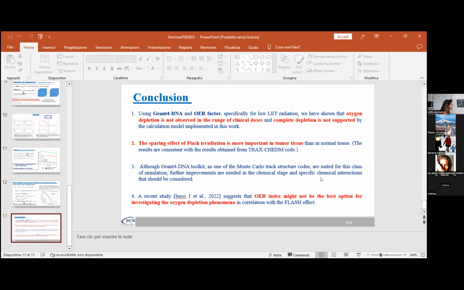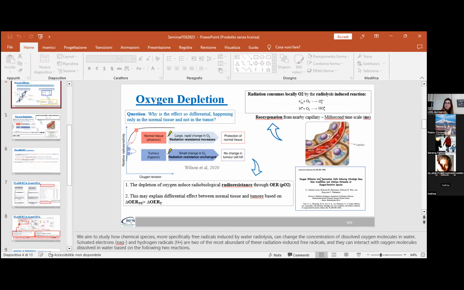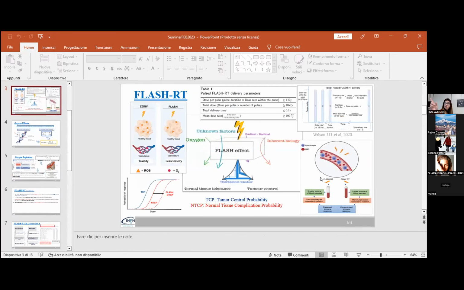Other ideas are related to biological aspects. For example, in these slides, you can see that in short-time FLASH irradiations, a smaller volume of blood is irradiated. So immunological effects may have an effect.